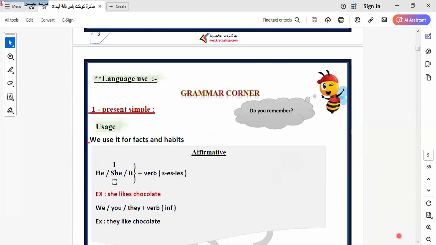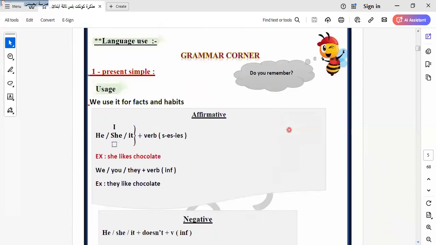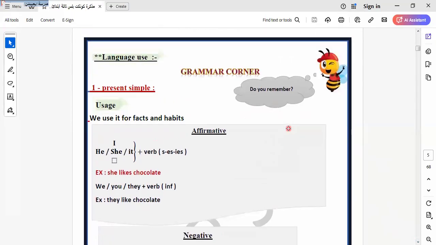Here we have a grammar. In this part, we talk about the present simple tense, and we know the present simple tense is describing what, as we took during the lesson. We know that the present simple tense is used to describe facts and habits, and we know the present simple tense by adding s to the verb.